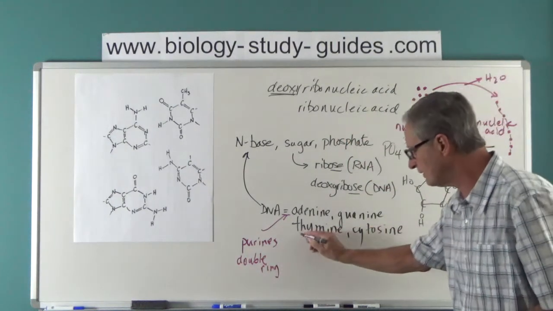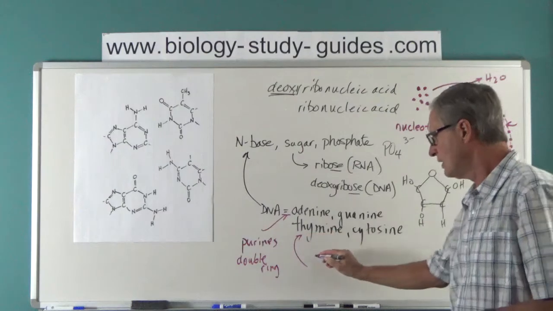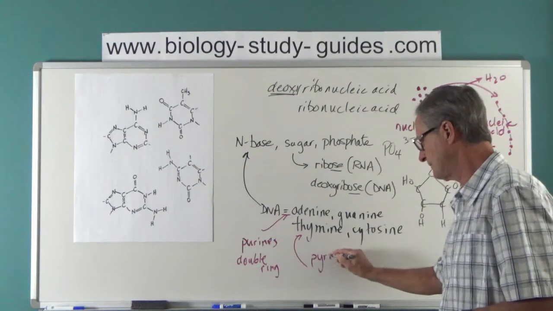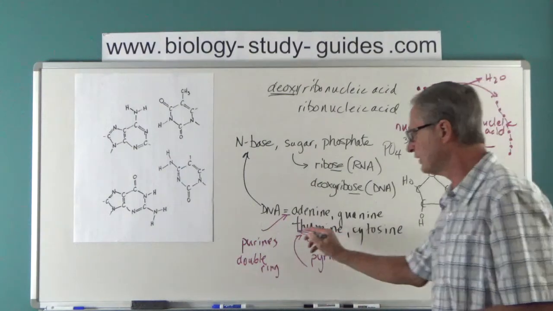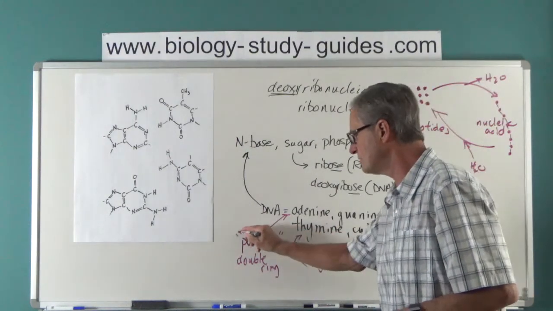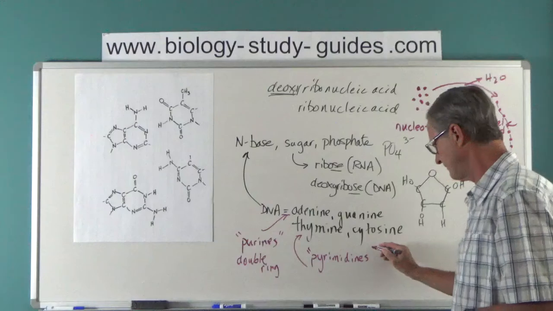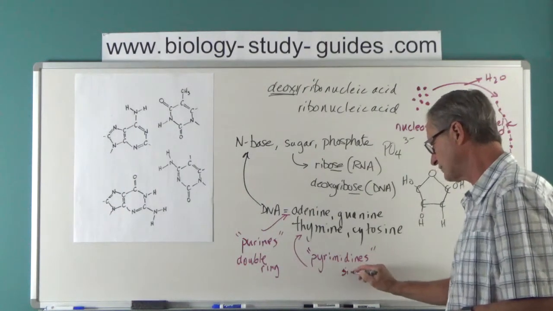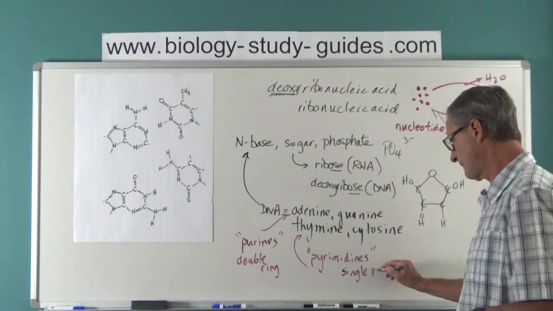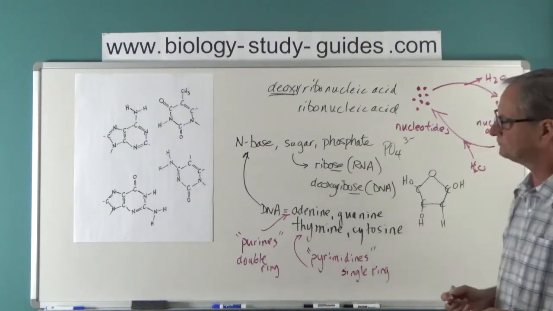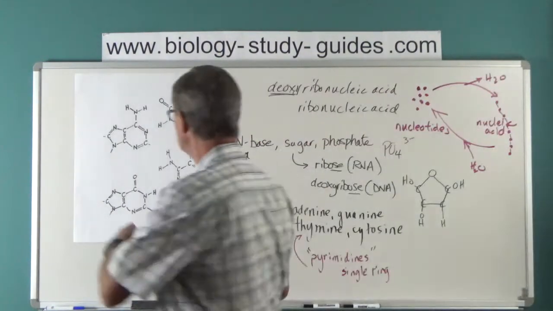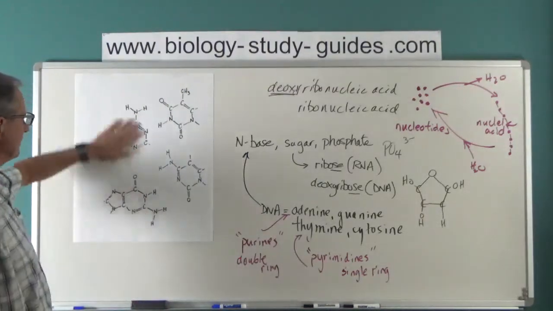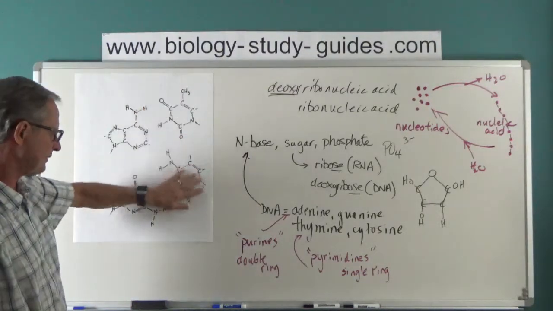These 2 here, the second row, are pyrimidines. That's the group of molecules they belong to. So we have purines versus pyrimidines. These are the single ring structures. So going back to here, these 2 are purines, these 2 are pyrimidines.